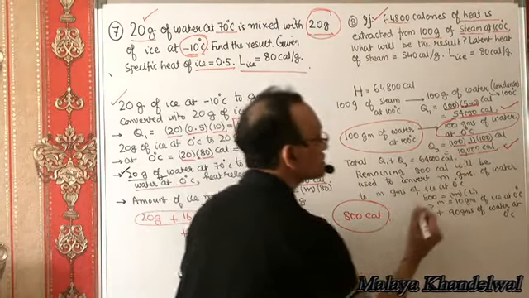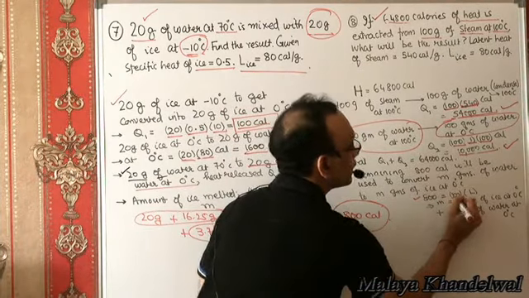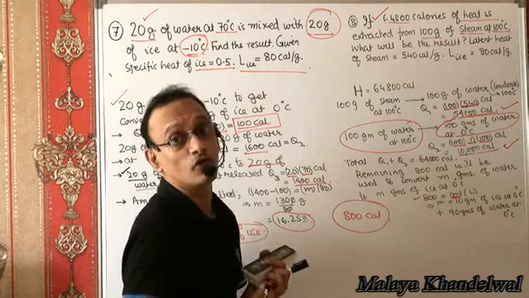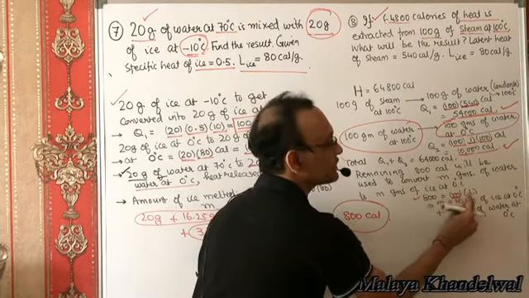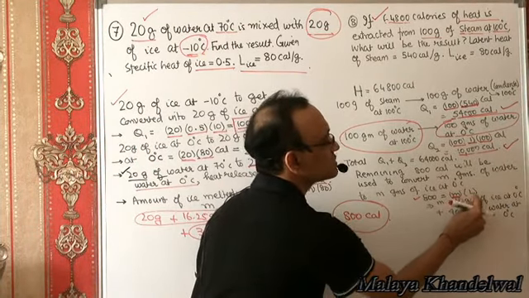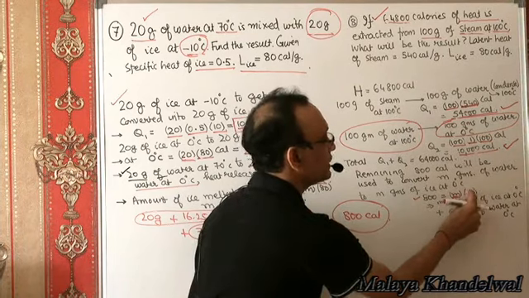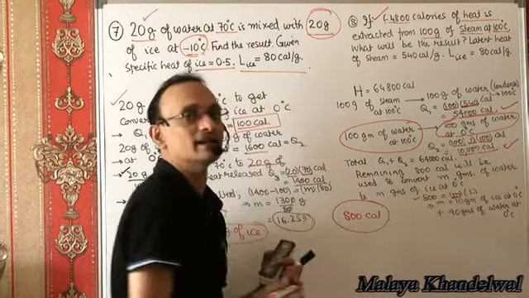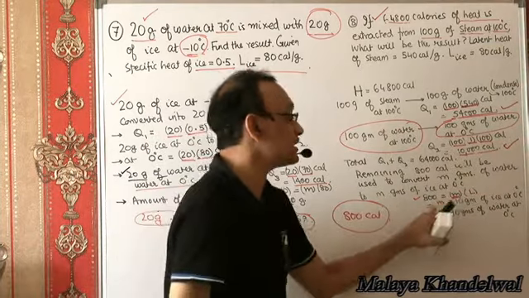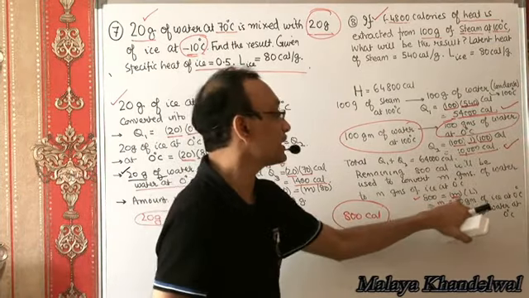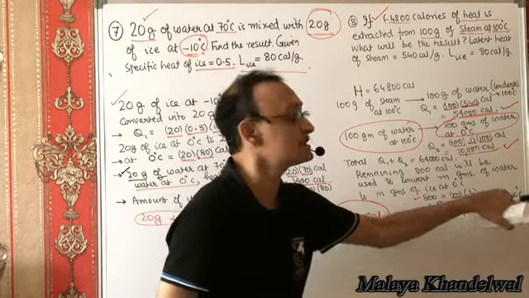So 800 calories when extracted will convert m grams of water into ice. m grams of water into ice will release mass into latent heat, that means m into 80. L is 80. So what does m turn out to be? m turns out to be 800 by 80. That makes it 10 grams of ice.